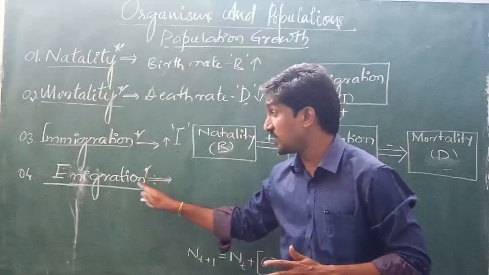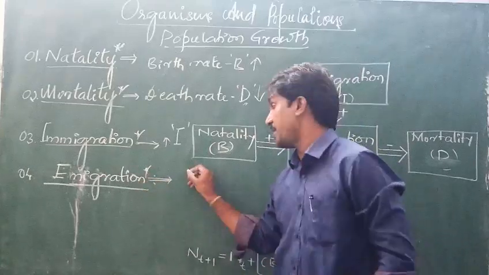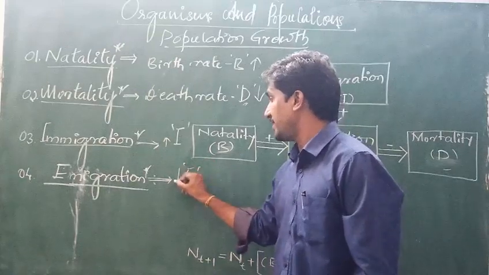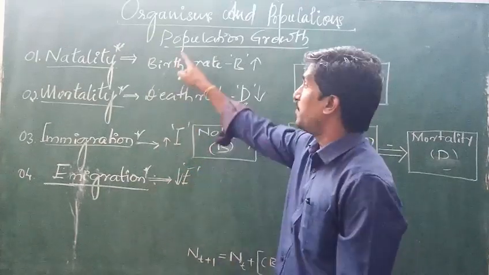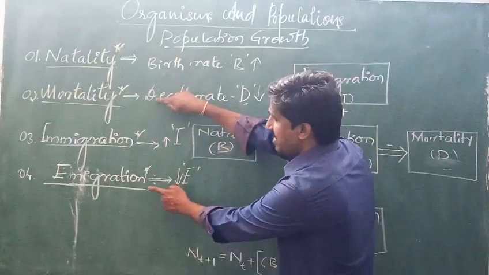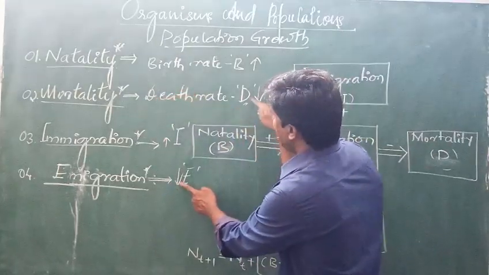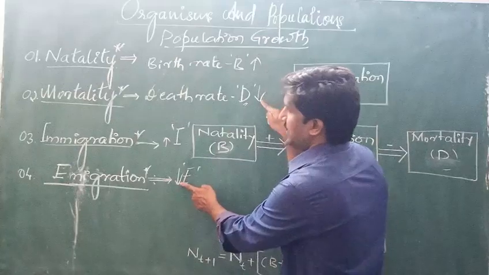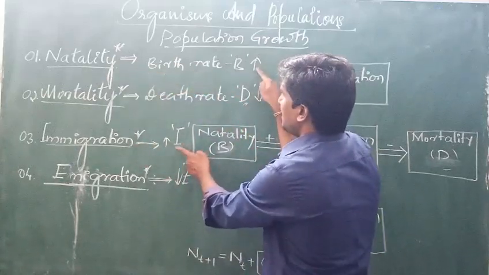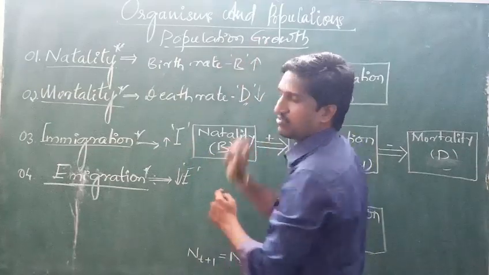So that is emigration, capital E. It decreases the population growth. So two factors, mortality and emigration, decrease the population, right? Natality and immigration increase the population growth.